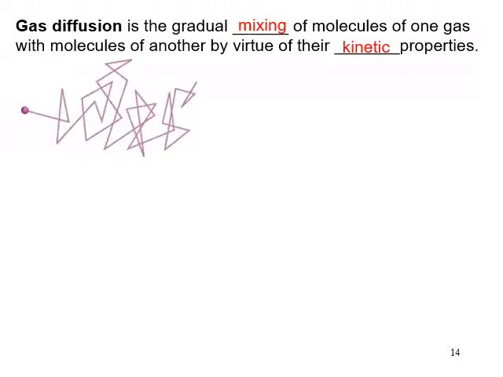So when a gas diffuses through the air, it's bumping off other air molecules as well as maybe the wall or whatever, and it makes a very erratic path.